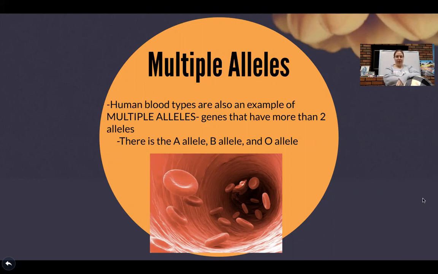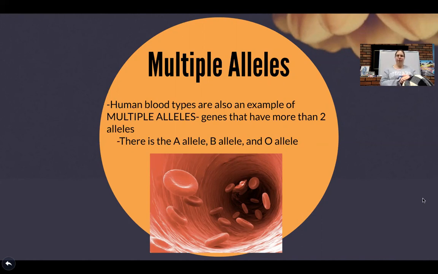So what we mean by that is that there are more than 2 possible alleles in a population. Now, each individual in the population is only going to possess 2 of the possible alleles, because remember, we have 2 copies of every gene, because we have 2 copies of every chromosome. So we will only have 2 alleles, but that doesn't mean that there are only two alleles in the population.